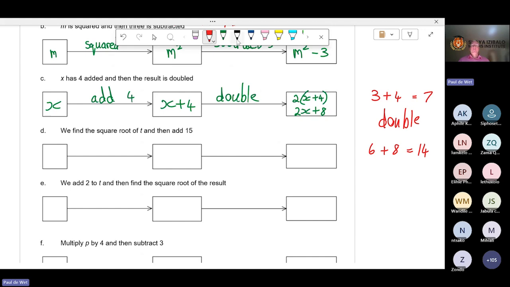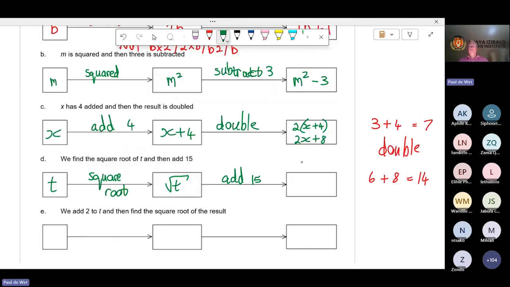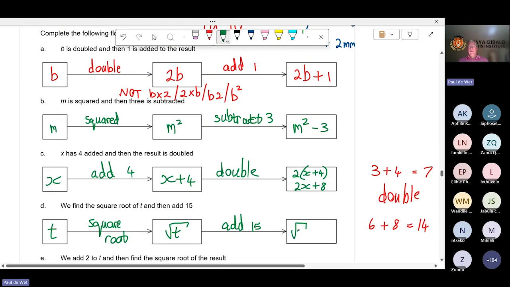Okay, let's do D. We find the square root of T. Okay, that we're just going to write like that. Then we add 15. So our final answer, just square root T plus 15. Someone's asking me to move up a little bit.